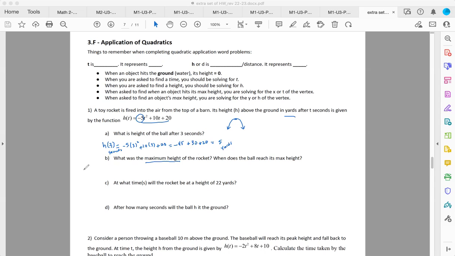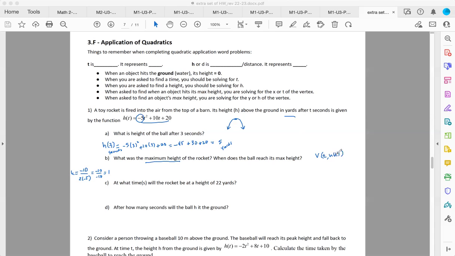So to find the maximum height, we first need to find the x value of the vertex, which is negative b over 2a. So it's negative 10 over 2 times negative 5, the opposite of b. So that's negative 10 over negative 10, which is 1. This is the t value, which is the time. So first you find the negative b over 2a, which is the x value of the vertex. In this case, we don't have x. The input is t, right? And the output is h of t, the height at t.